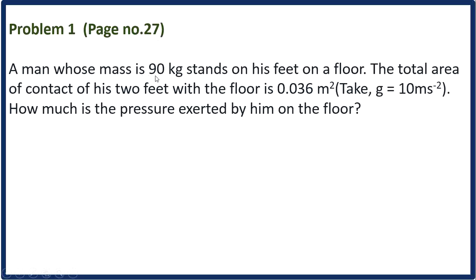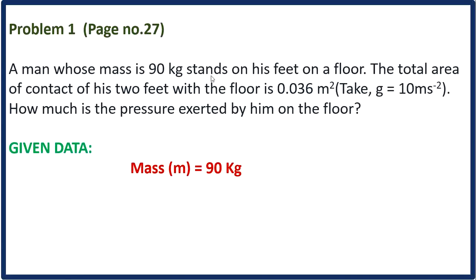A man whose mass is 90 kg stands on his feet on a floor. The total area of contact of his 2 feet with the floor is 0.036 meters squared. Take the value of g as 10 m s^-2. How much is the pressure exerted by him on the floor?